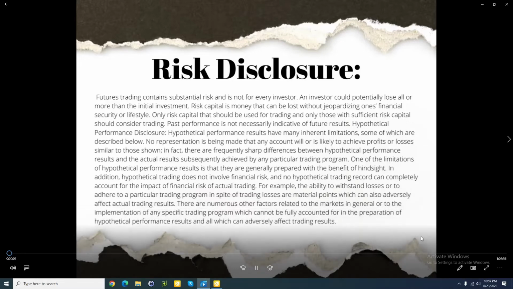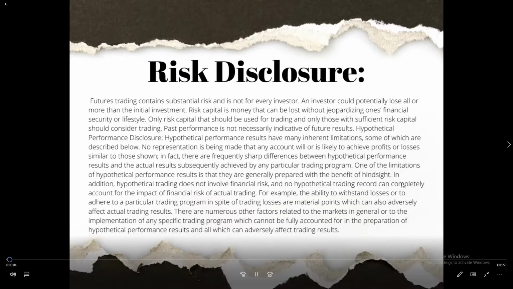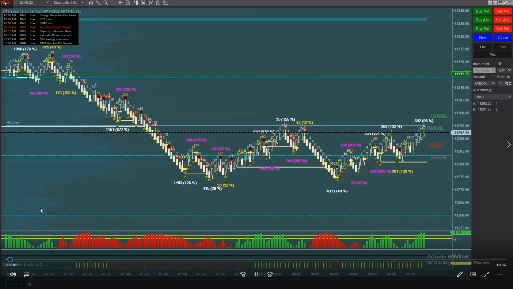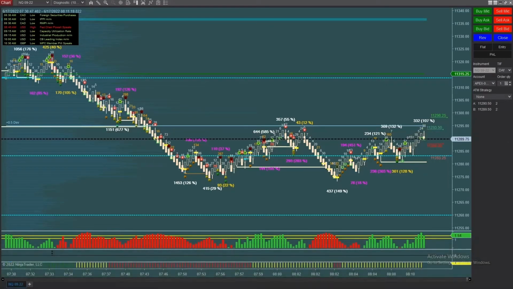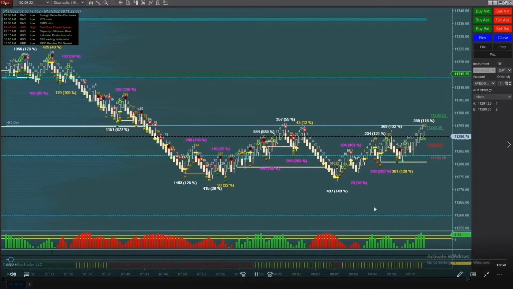I'm going to click play here. I'm trading the NQ, NASDAQ. It's pre-market as usual. I trade one hour before the market opens. So it is a little bit after 8 a.m. Eastern time.